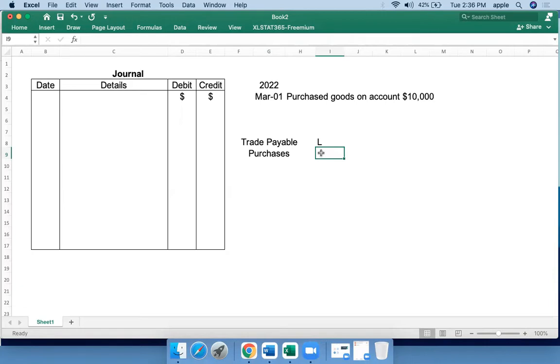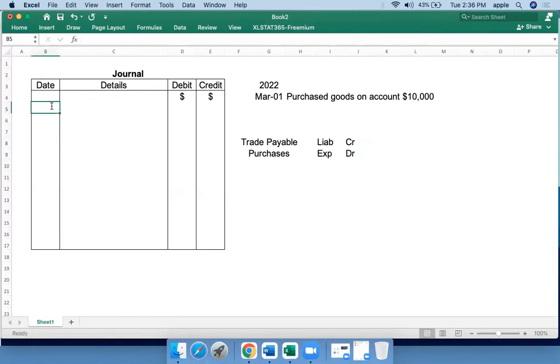How come it is revenue? Because we're going to earn something out of it. So that we will do later on. Right now we purchase, it is an expense. Don't forget, okay? So trade payable is a liability, purchase is an expense. So is the liability increasing or decreasing? Liability is increasing. Increase in liability, credit. Expense is also increasing. Increase in expense, debit.